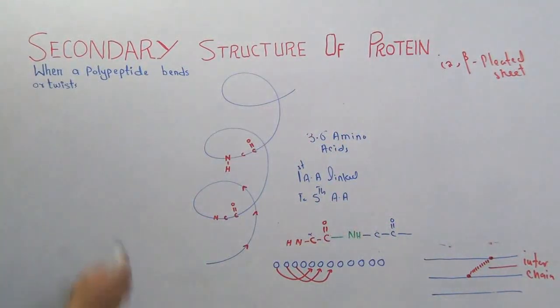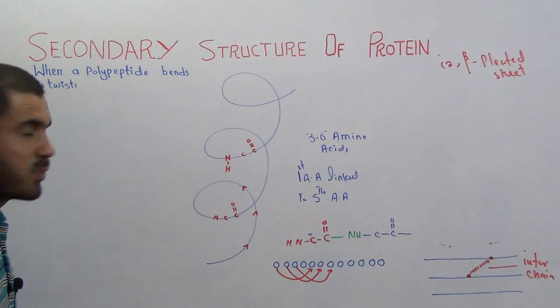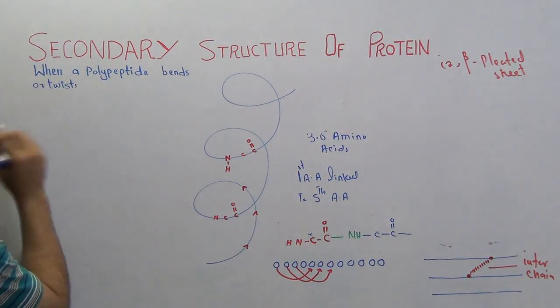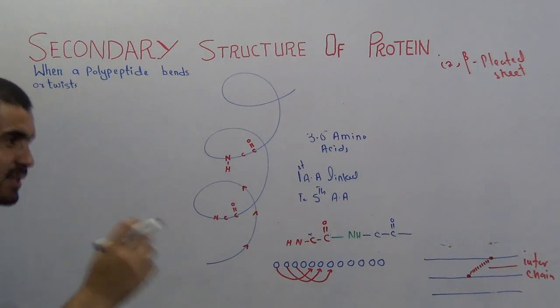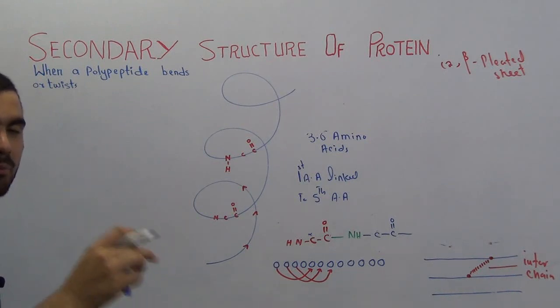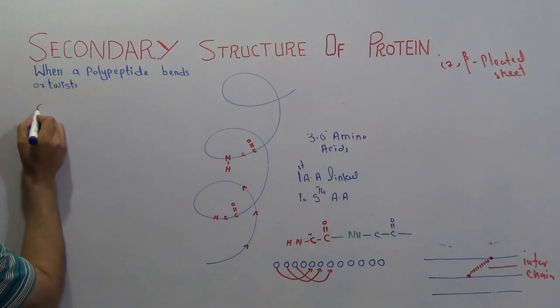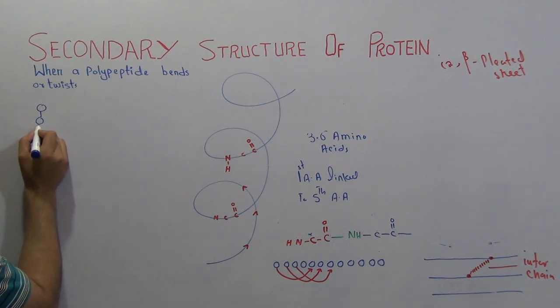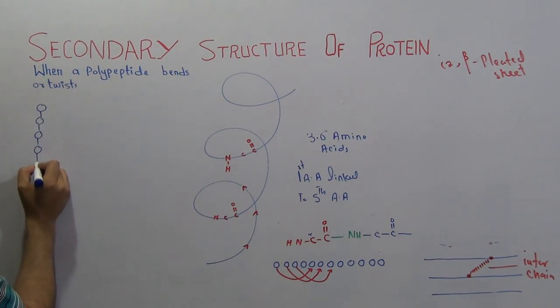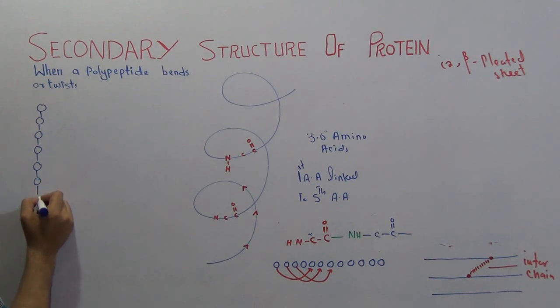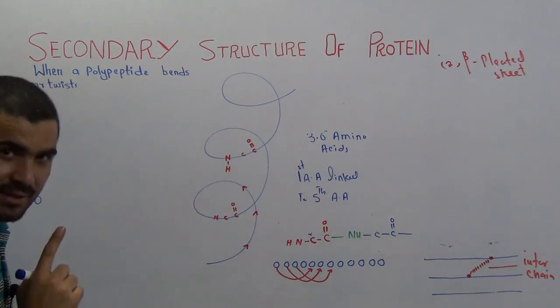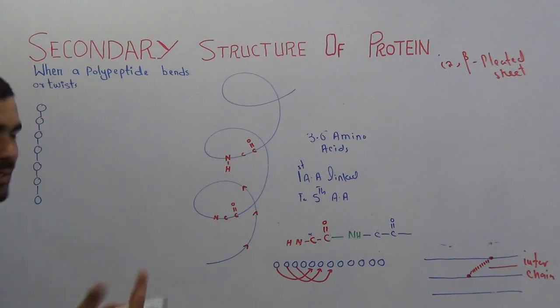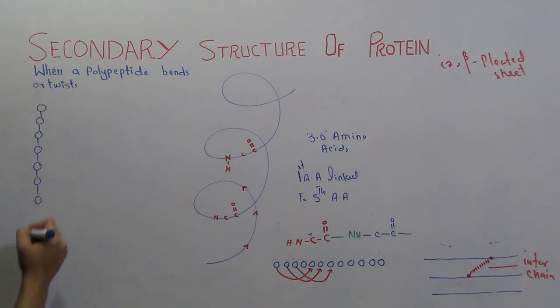Let's start. The definition of the secondary structure of protein is that when you have a polypeptide, I'm expecting that you know very well the polypeptide. That is when many amino acids are linked together, they make a polypeptide. So let's suppose each circle represents one amino acid. This is just for simplicity. So many amino acids link, they make a polypeptide.